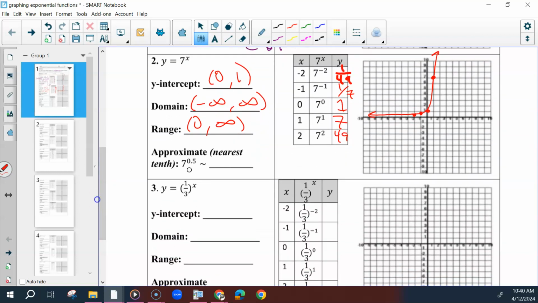Anyone want to take a guess as to what 7 to the 0.5 would be? Anyone else want to take a guess? 1.2. Okay. I have a guess, 2.7. 2.6. Hey, that's my guess. 3.6. Great. 0.9.